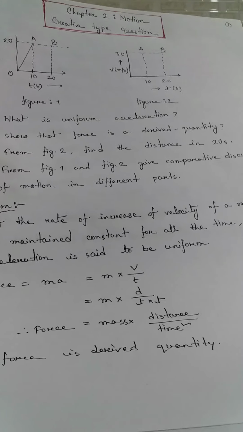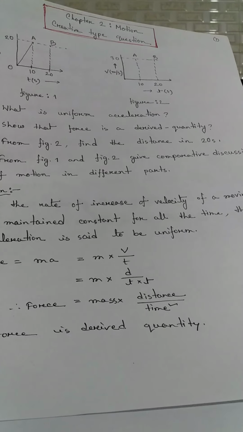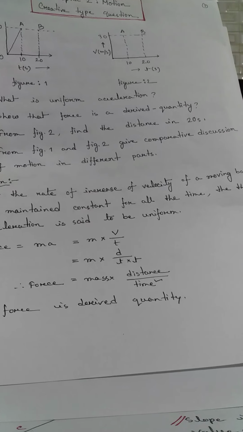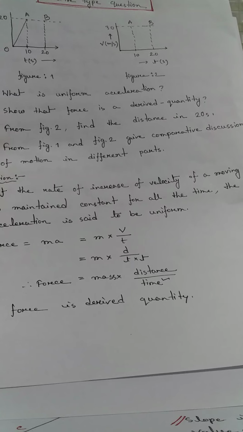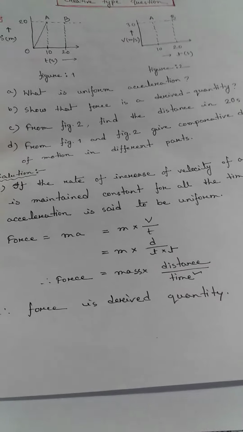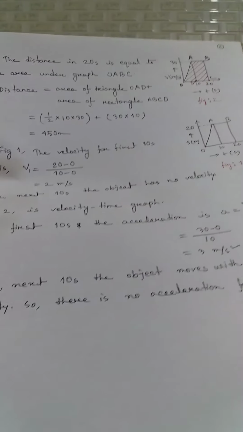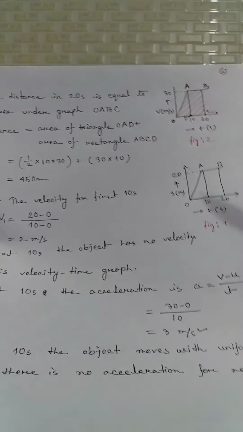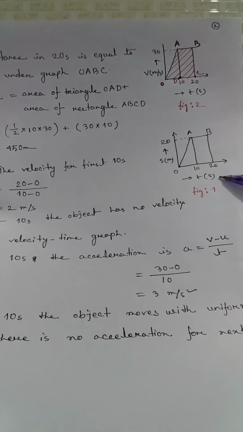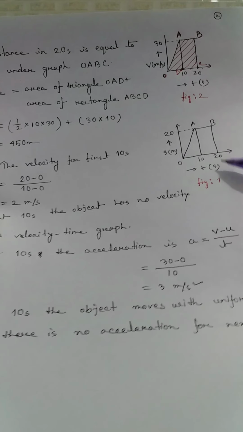The fourth question was from figure 1 and figure 2: give a comparative discussion of motion in different parts. We have to compare the two figures, and give a comparative discussion about different parts of these figures. This was our figure 2, and I have drawn figure 1 again. This is figure 1 that relates distance and time.